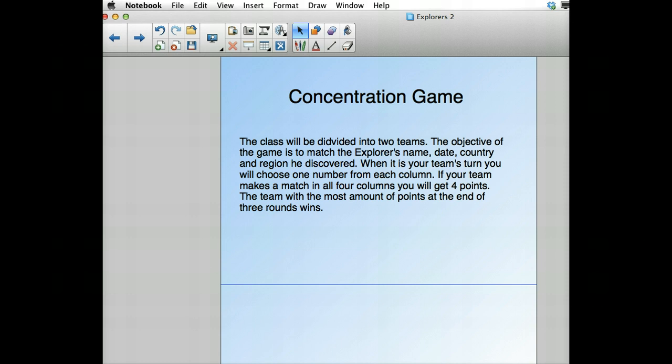The game I've chosen to review the information on the chart is a concentration game. I would divide the class into 2 teams, and the objective of the game would be to match the explorer's name, the date that their exploration began, the country they came from, and the region they discovered. The teams would take turns. They will choose one number from each of the columns, and they will have to make a match. When the match is made, the team receives 4 points. If the match isn't made, the next team gets a chance.